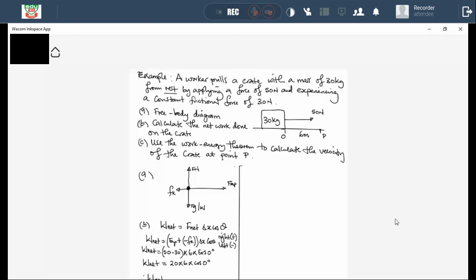Therefore, WNet, remember, we measure everything in joules. Let's use our calculator to calculate that. Of course, cos 0 is 1, so it's 20 times 6, which is 120 times cos 0, which is 1. It remains as 120 joules. So this is the net work done. Simple and straightforward.